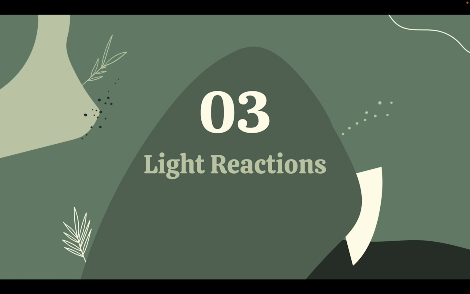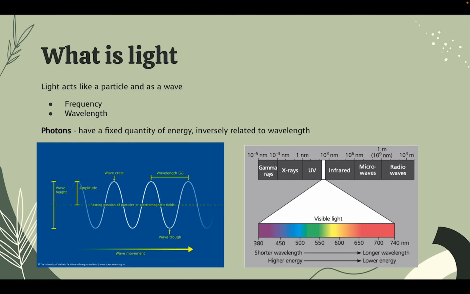Alright, so let's move on to the light reactions. First we have to understand what light is. Light acts like a particle and as a wave at the same time, meaning that it has a frequency and a wavelength. Photons, which are units of light, have a fixed quantity of energy, and that's inversely related to wavelength. So basically, the shorter the wavelength, the higher energy a photon is going to be.